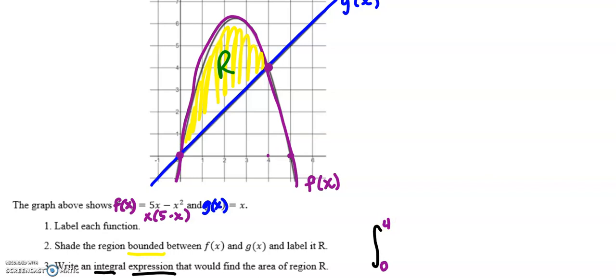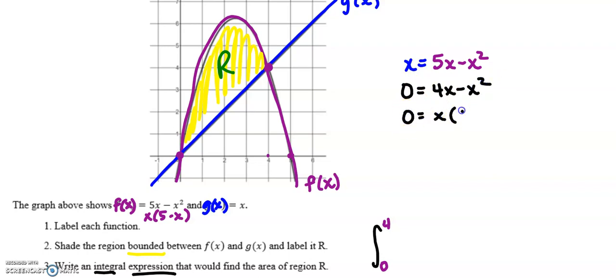Now, to be sure of that, how do we figure out where two functions are intersecting? We could set them equal to each other. So I'm going to subtract the x to the other side. I'm going to end up with 0 equals 4x minus x squared. 0 equals x times 4 minus x. x equals 0 and x equals 4. So those are my bounds of my integral. Okay. Remember, when you're given a graph, though, you can read straight from it, and that's totally fine.